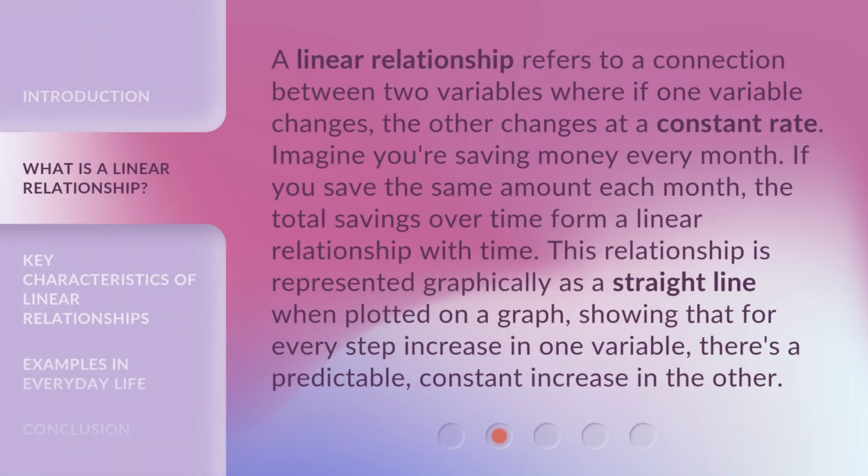A linear relationship refers to a connection between two variables where if one variable changes, the other changes at a constant rate. Imagine you're saving money every month. If you save the same amount each month, the total savings over time form a linear relationship with time. This relationship is represented graphically as a straight line when plotted on a graph, showing that for every step increase in one variable, there's a predictable, constant increase in the other.